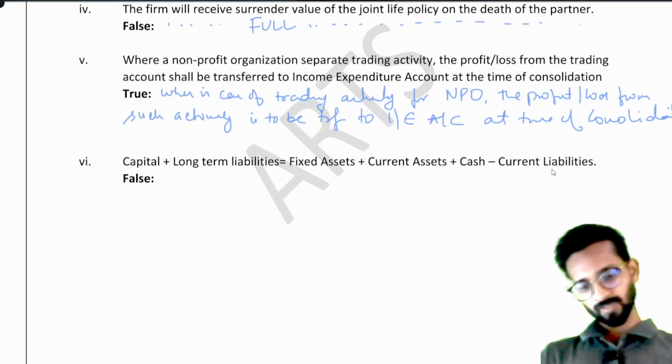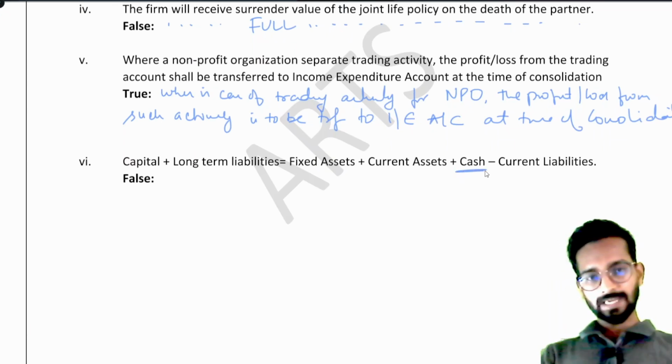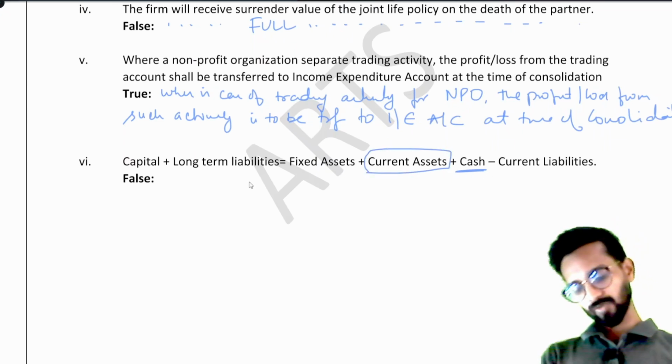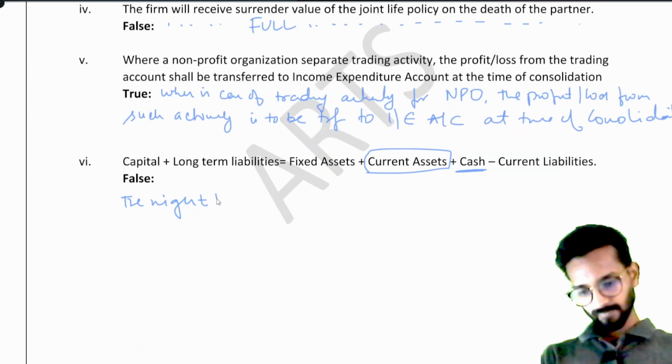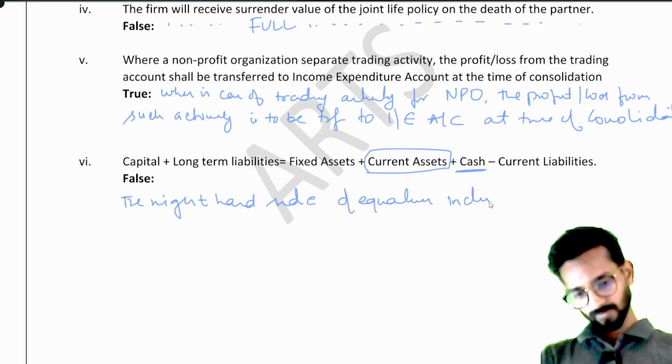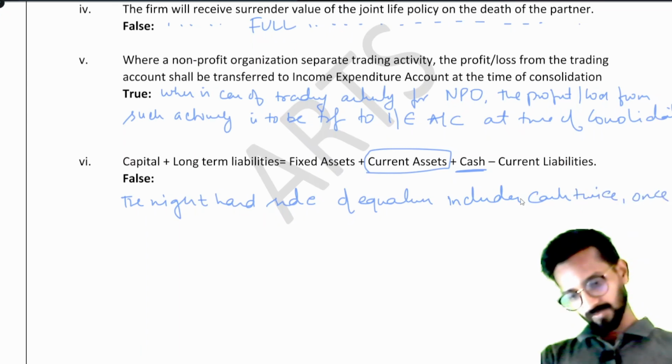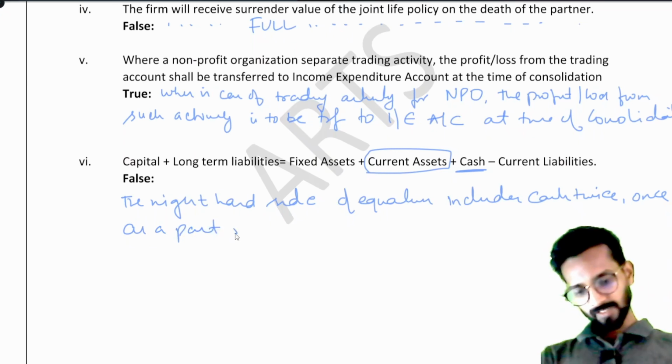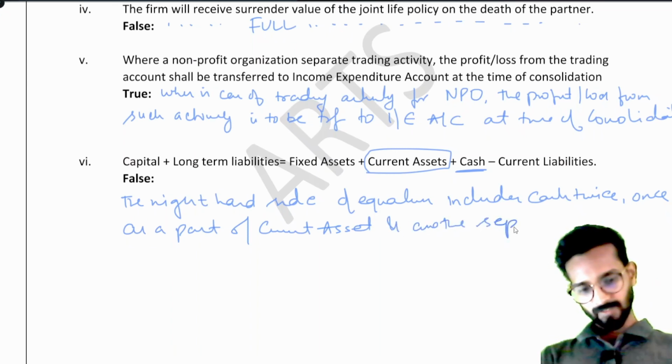Chalo, after that it says capital plus long term liability is equal to fixed asset, current asset plus cash minus current liability. Oh my god, see, they have added cash again, but cash will already be appearing in the current asset. So cash is appearing twice in this equation, so it is false because the right hand side of equation includes cash twice, once as a part of current asset. अरे भाई current asset के अंदर तो already cash है ना, as a part of current asset, and another separately.